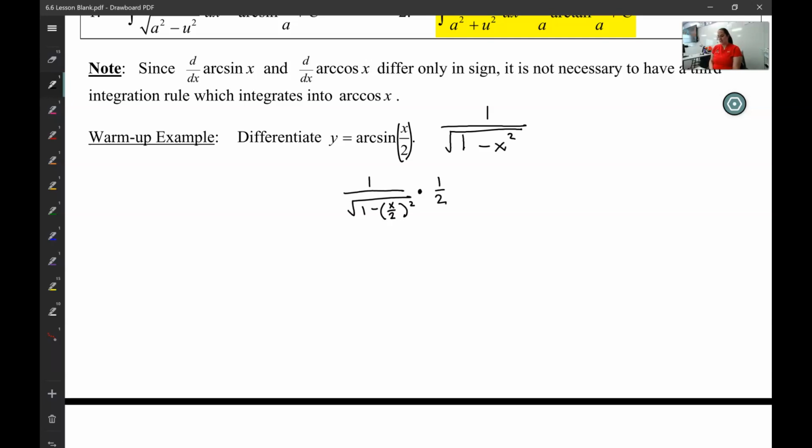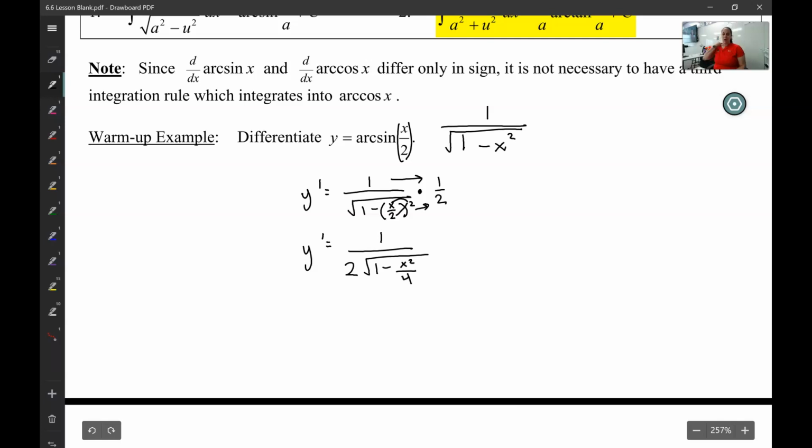Now, I'm actually going to take this, and this is what we did a couple chapters ago. This would have been our answer. I'm actually going to go through this and simplify it a little bit. So here's what I'm going to do. I'm going to first off multiply these across. So I get 1 on top, and now I have 2 square root of 1 minus, and then we're going to distribute this square, x squared over 4. So all I'm doing is I'm simplifying this answer we got up here.